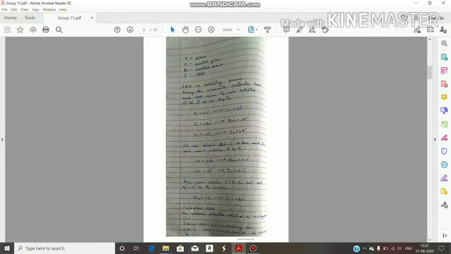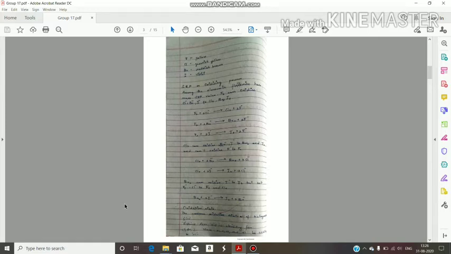Next one, oxidation states. The common oxidation state of halogens is -1. Fluorine shows zero oxidation state in elementary form. Not only fluorine, every element shows zero oxidation state in its elementary form. So how many oxidation states are exhibited by fluorine? Two: one is 0 and the other is -1.